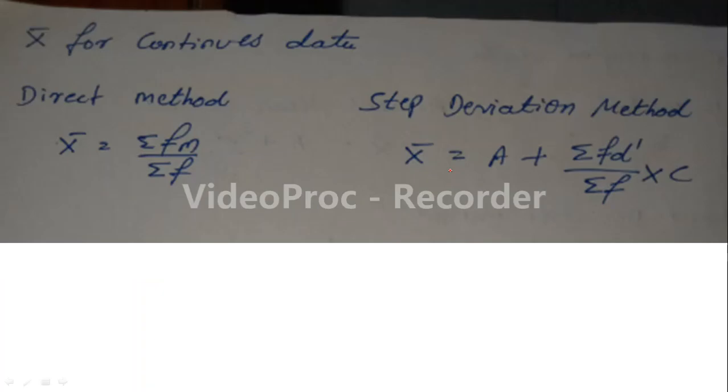Also for a continuous series, direct method, x bar is equal to sigma fm divided by sigma f. Then step deviation method, x bar is equal to a plus sigma fd dash divided by sigma f, into c.